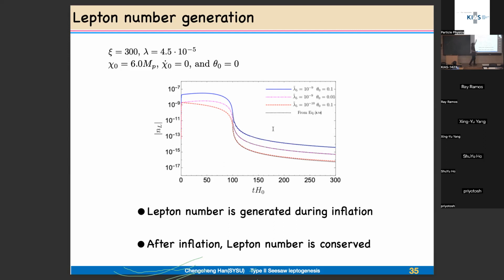Here I just roughly give some parameters. Okay, the conclusion is that lepton number is generated during inflation. After inflation, it is just conserved and redshifts.